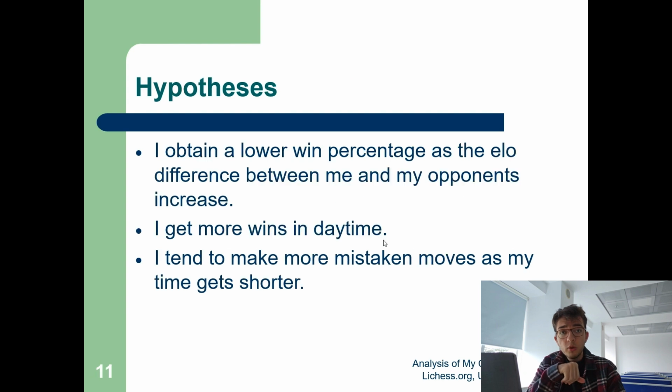Here are my hypotheses for these questions. I think I would obtain a lower win percentage as the ELO difference between me and my opponents increases. And I think I would have more wins in daytime. And I think I would tend to make more mistaken moves as my time gets shorter.